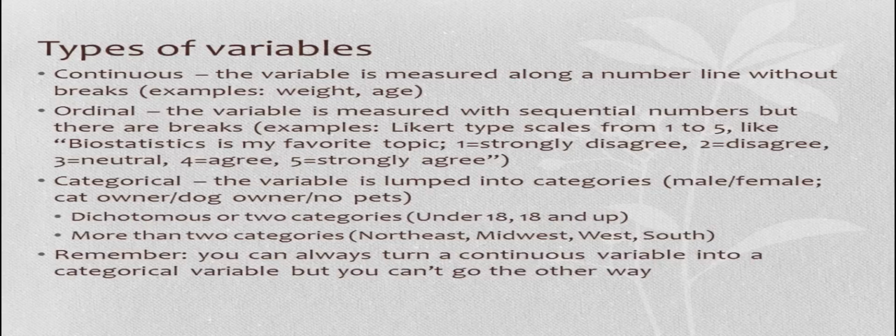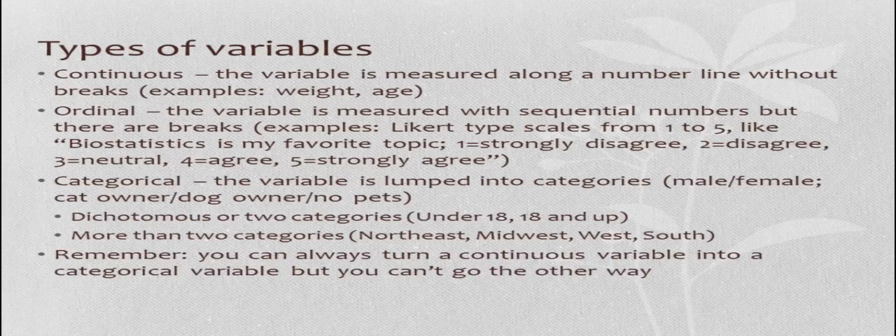And so the best example is, you know, those surveys that you take where it has a statement like, I really love biostatistics. 1, strongly disagree. 2, disagree. 3, neutral. 4, agree. 5, strongly agree, right? Those are called Likert type scales. They're named after some guy named Likert.